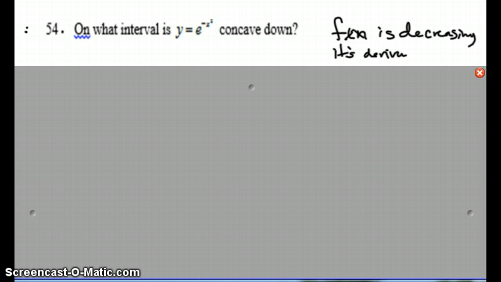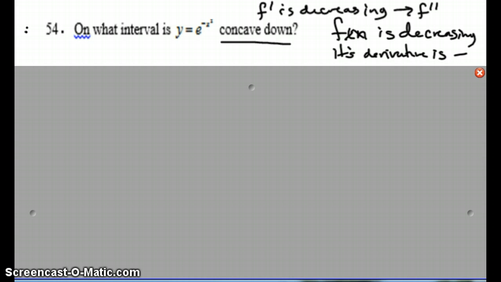Concavity. We've talked a little bit about concavity. If a function is concave down, its derivative, wait a minute, its derivative is decreasing. How do I tell if a derivative is decreasing? Well, if a function is decreasing, that means its derivative is negative. So my function is concave down, which means f prime is decreasing. If f prime is decreasing, that implies that f double prime is negative.